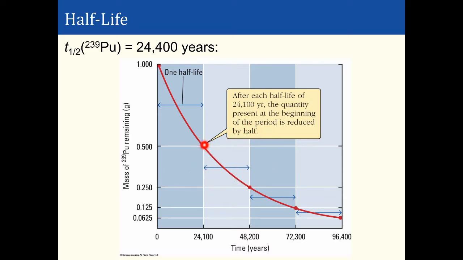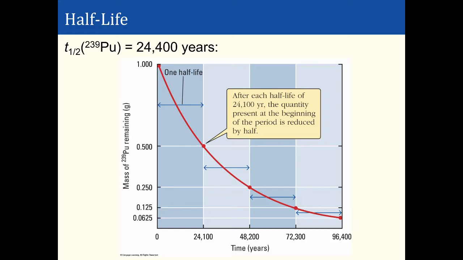So it doesn't mean that after another 24,100 years, the 0.5 becomes 0. No, it's not. It means that it's 0.5 divided by 2, so you have 0.5 to 0.25, and so on and so forth. As you can see here, it's not a linear graph. The rate of decay of your radioactive isotope is not linear. It curves towards the x-axis here.